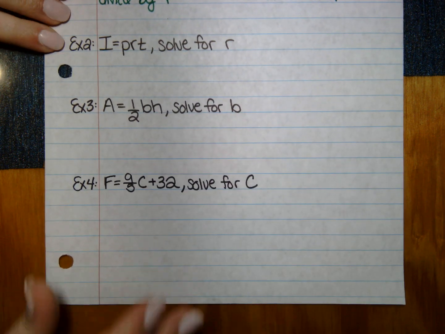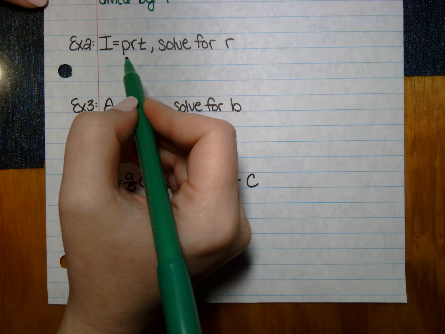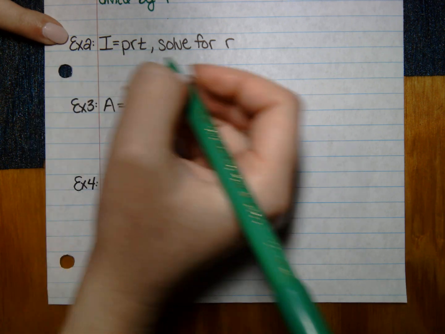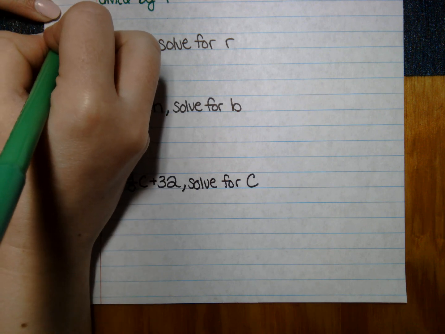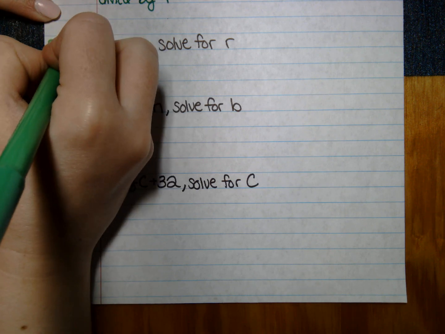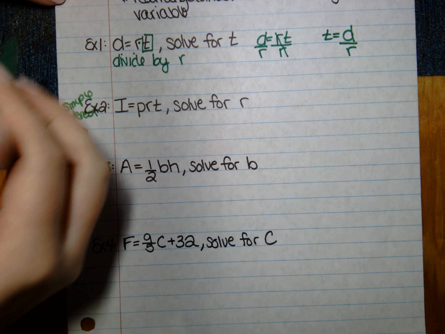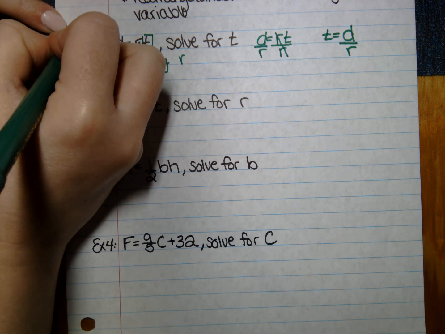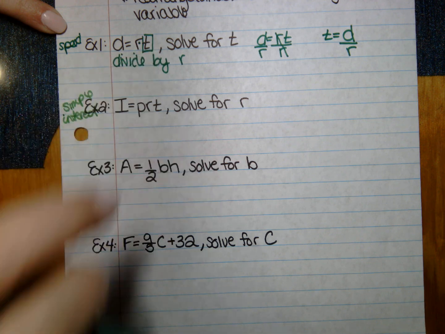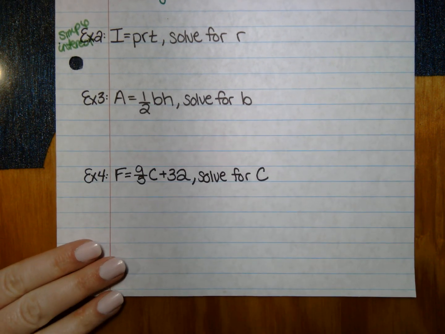So you're not solving for an actual number, you're just rearranging the whole equation to get a specific variable by itself. So if we look at example 2, this is our simple interest equation. This first one was our equation for speed. Distance is equal to rate times time, how fast you're going and how long it takes.